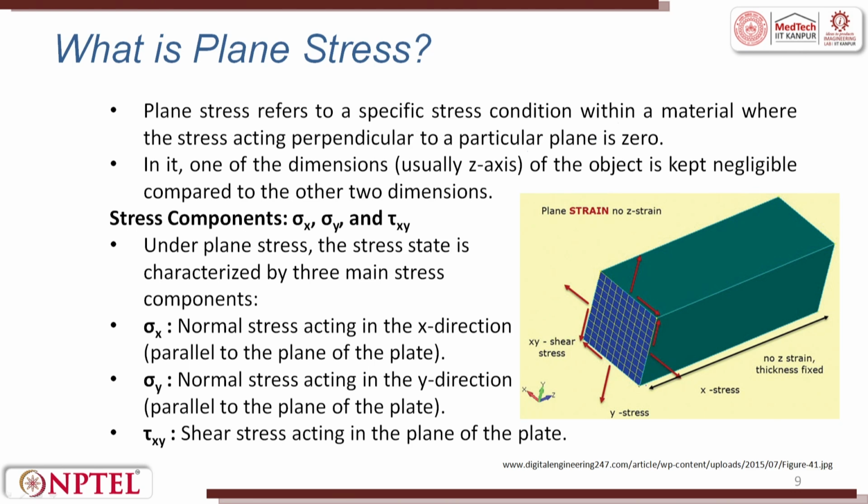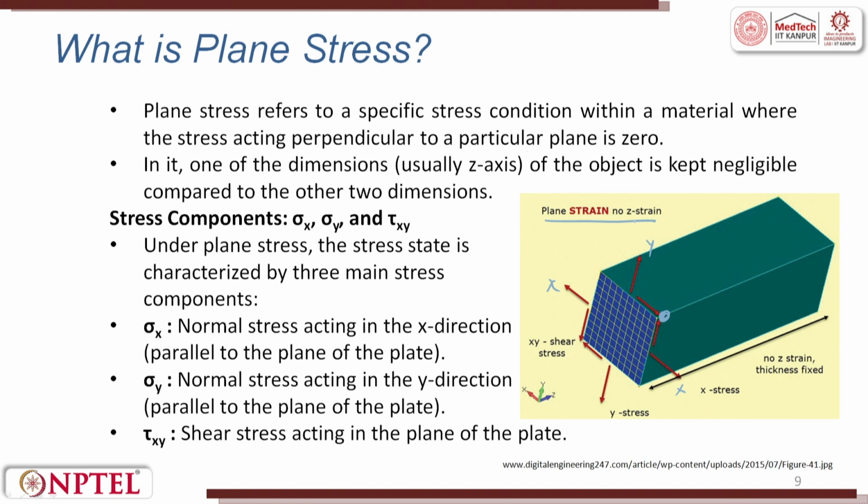For example, you take an object. Here it is called plane strain, no strain in the z direction. This is the x stress, this is the y stress, and when there is a shear action in x and y, what happens here is called a shear stress. So, this also happens here, right. So, this is y, this is x.